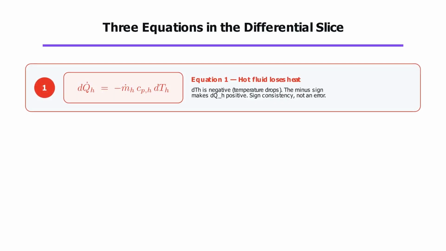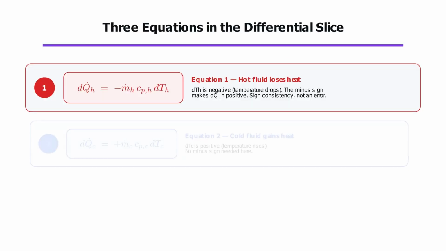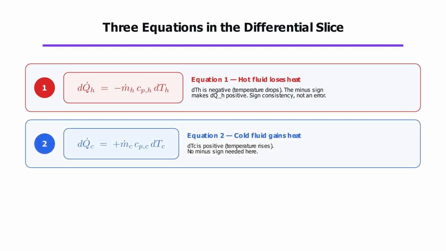Note the negative sign carefully. As the hot fluid travels in the positive x direction, its temperature decreases. dTh is negative. The negative sign makes delta QH positive. This is a sign consistency choice, not an error. Second, the cold fluid gains heat. Its temperature rises by dTc. Delta QC equals m dot c times CPC times dTc.